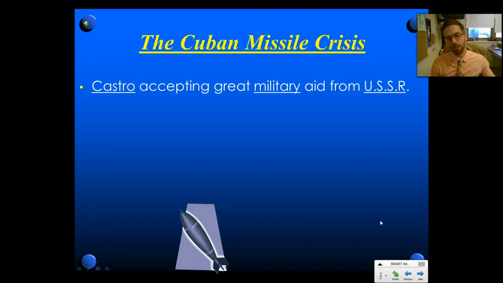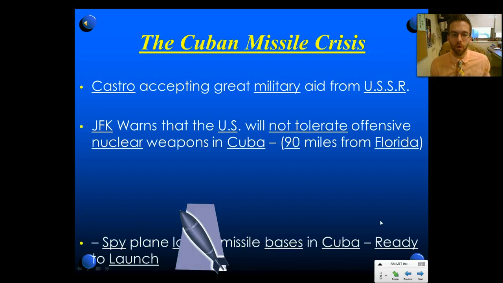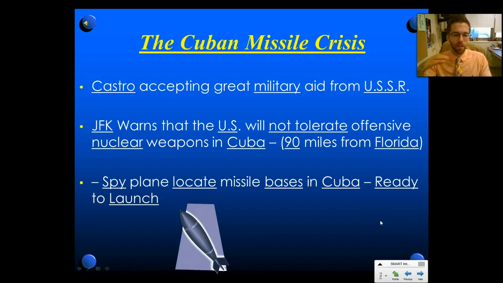Well, this isn't going to fly with the United States. Kennedy says, we're not going to put up with having these nuclear weapons 90 miles away from Florida. Spy planes go over the top, and they see nuclear launch bases in Cuba with missiles aimed north at us. This is a problem. Before, yes, the Soviet Union has missiles, but they're like 5,000 miles away. By the time they got over here, we'd see them and take them down. No, this is 90 miles away from the United States.